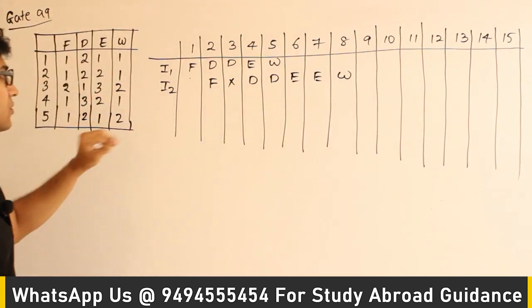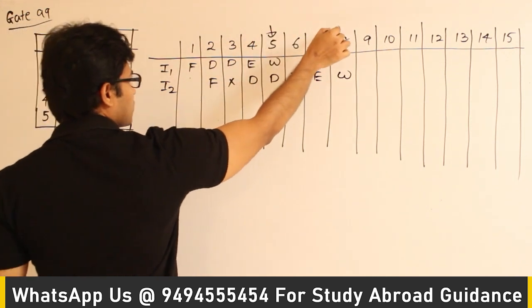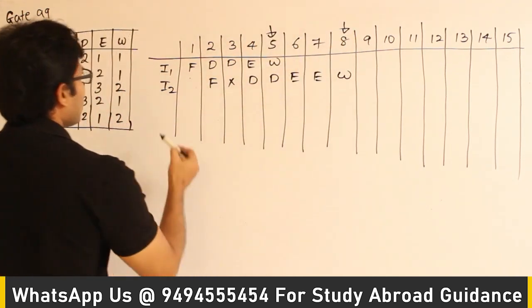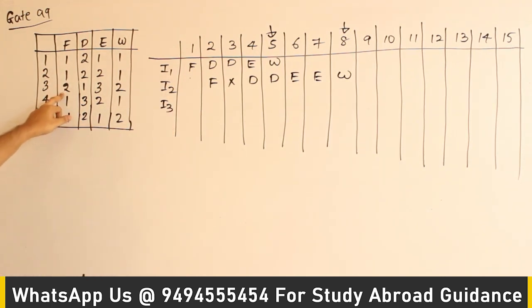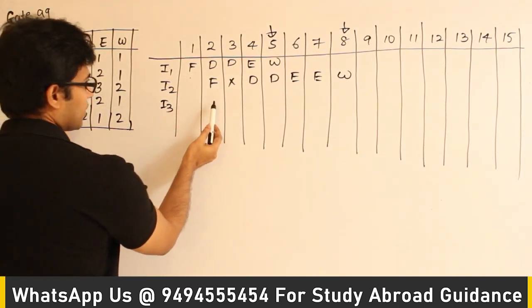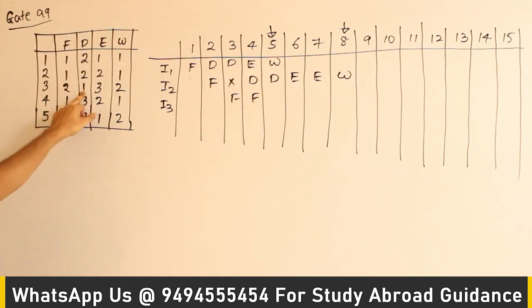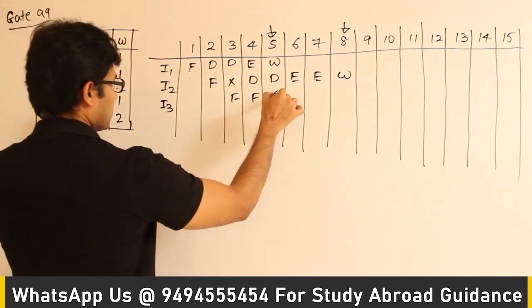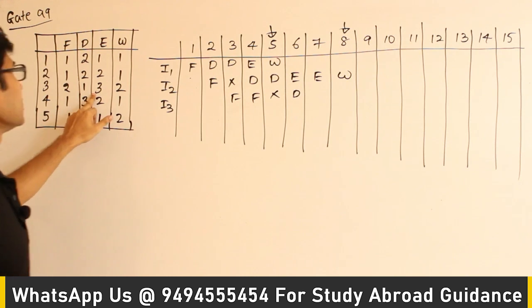Okay, that is how I2 is over. I1 is over at clock 5, I2 is over at clock 8. And what about I3? Now I3 fetch is 2 cycles. I cannot start it here, I can start here. Fetch is for 2 and decode is only for 1, but then I can't start it here, so I'm starting it here. And execute, it has to go for 3 cycles.